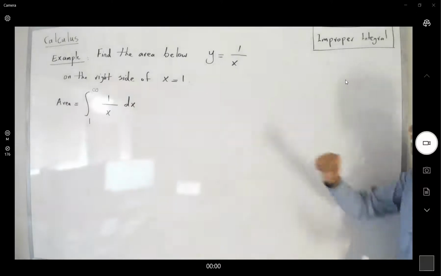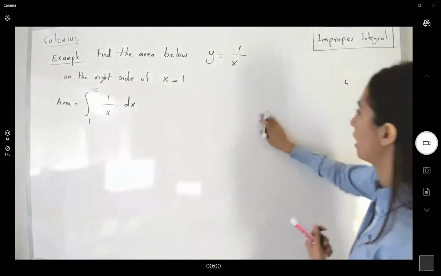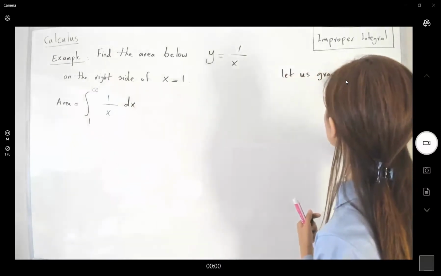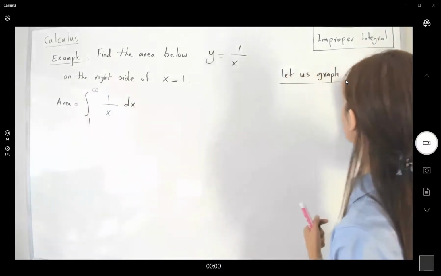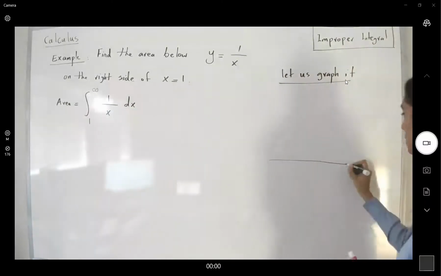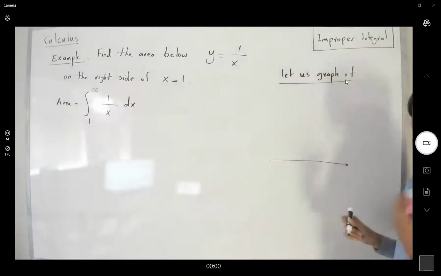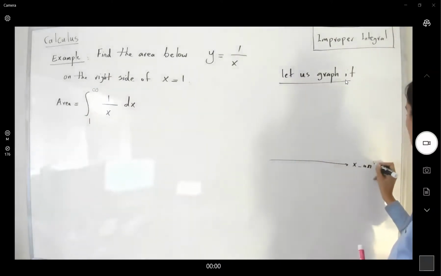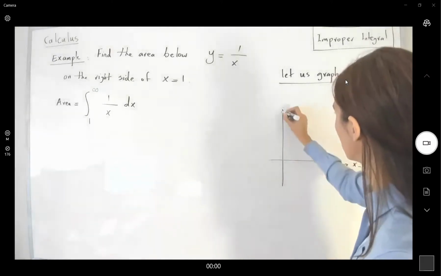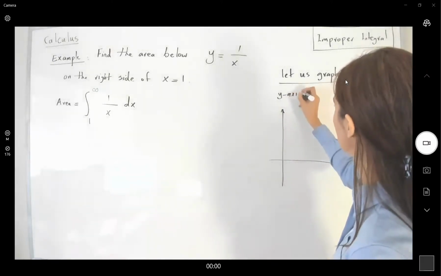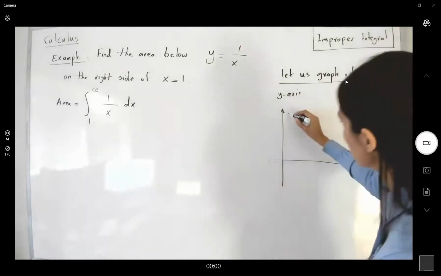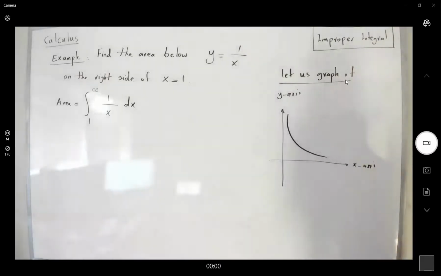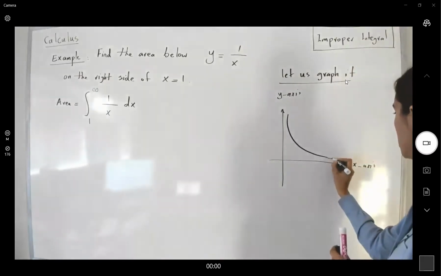So 1 over x, here we have our graph. Let's graph it. This is our x-axis. We're working on the right-hand side of x equals 1, so we're going to ignore the left-hand side of the graph. X-axis, and here you have your y-axis. This is the graph of the function. It behaves like this, and continues.